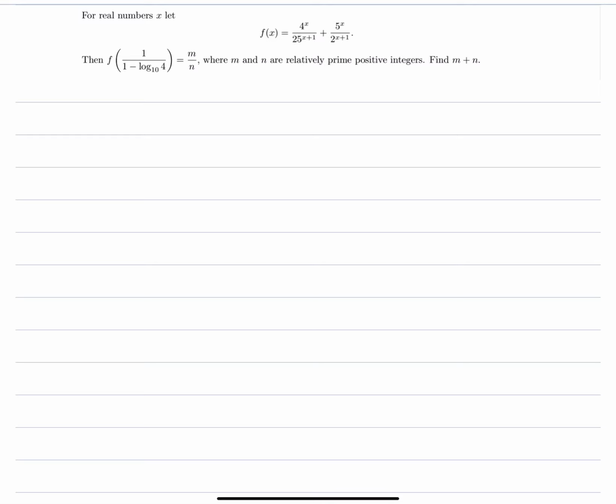For the real numbers x, let f of x be 4 to the power of x divided by 25 to the power of x plus 1, plus 5 to the power of x over 2 to the power of x plus 1. Then f of 1 over 1 take away log base 10 of 4 equals m over n, where m and n are relatively prime positive integers. We need to find out m plus n.